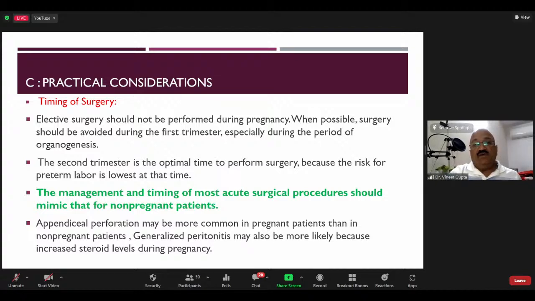Appendiceal perforation may be more common in pregnant patients than in non-pregnant patients. Generalized peritonitis may also be more likely because of increased steroid levels during pregnancy. Forget the patient is pregnant does not mean that you actually forget it. While you are taking a decision about the surgery, you can keep the point that the patient is pregnant or non-pregnant aside, and take the decision as if you are taking a decision for a non-pregnant patient.